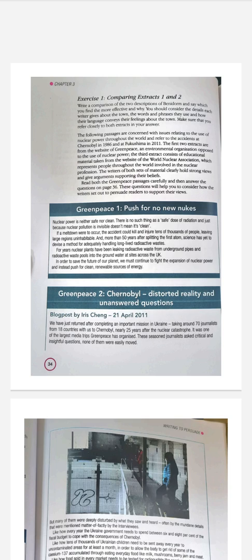So we have 3 pieces. We're going to read the first 2 here. And each of them are trying to prove the same thing. Nuclear power is bad, no need for nuclear power, it has bad side effects, etc., etc. So let's see if they have succeeded in persuading us, okay?